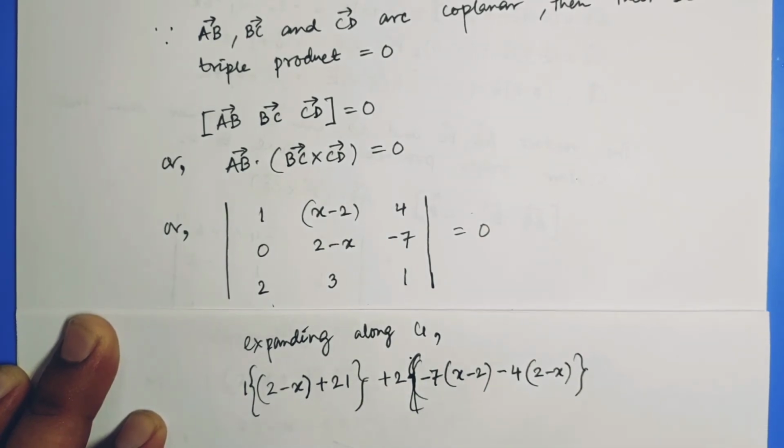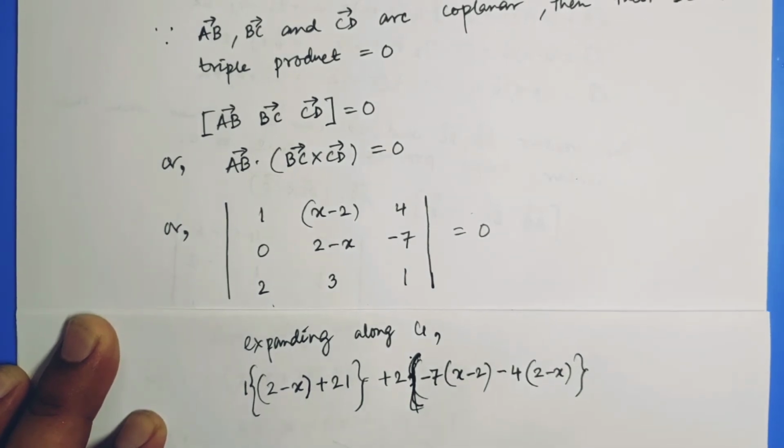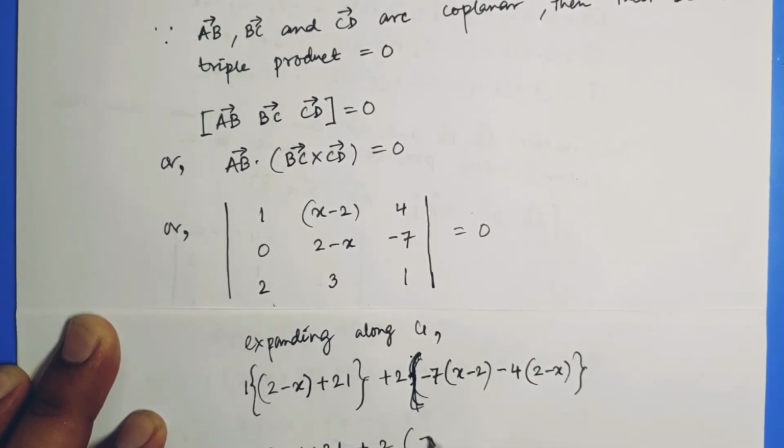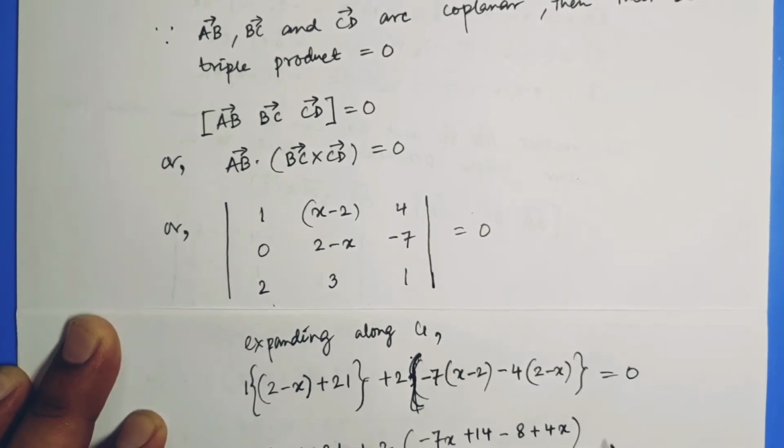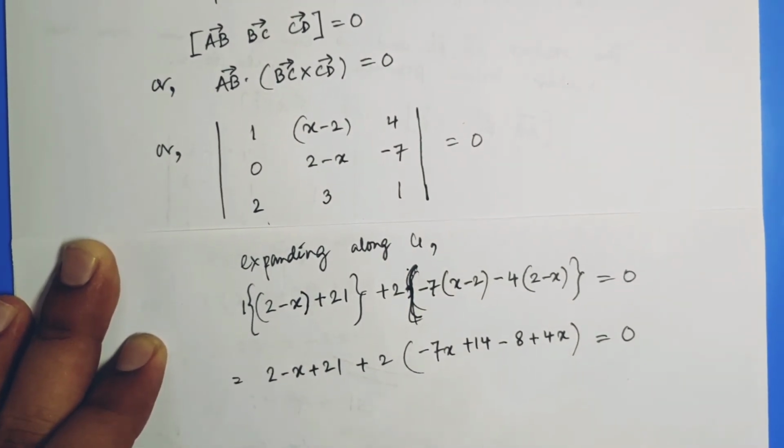Okay, now let's simplify. So what do we have in here? We have 2 minus x plus 21, and here we have plus 2 into minus 7x, minus 7 into x is minus 7x, and this one will be, how much will it be? Plus 14. Then this one will be minus 8, and this one will be plus 4x. That is equal to 0, right? How can we forget this equal to 0, because scalar triple product was equal to 0, right? So this is what I get.